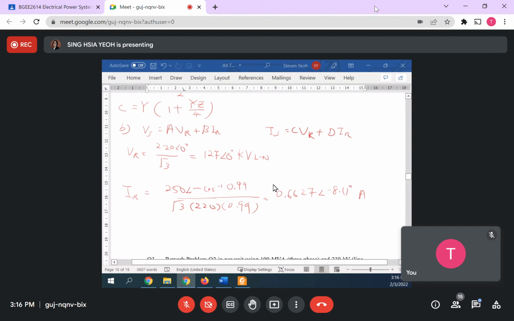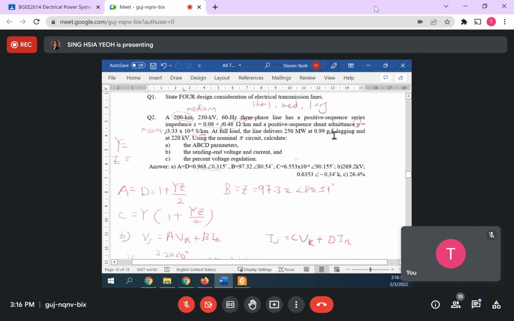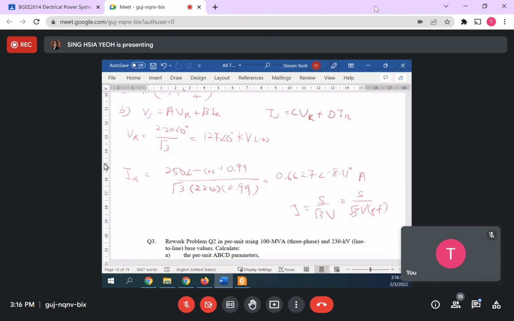Normally our formula is like I equals S over sqrt 3 V, right? Now S here over sqrt 3 V and then power factor 0.99. Why do you need to divide by power factor? It is because the value given is megawatt, so this is P, not S. You get what I mean? So you want to change P to S, then you need to do S divided by power factor in order to convert P to S. Do you get what I mean?